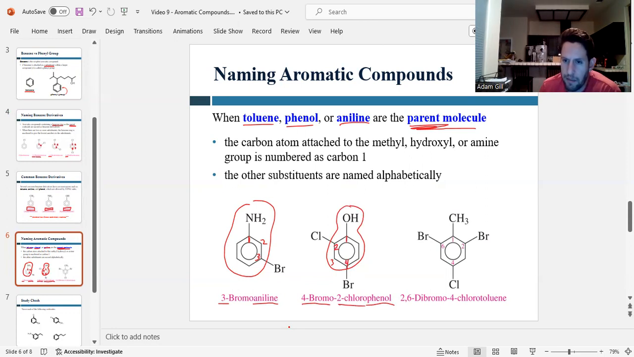And last but not least, this one here is the parent, and that is toluene. And so by default, that gets number 1, 2, 3, 4, 5, and 6. And so in alphabetical order, B comes first for bromo. And so at carbons 2 and 6, we have dibromo, di because there's 2 bromines. And then at carbon 4, we have a chloro. So 2,6-dibromo-4-chlorotoluene.